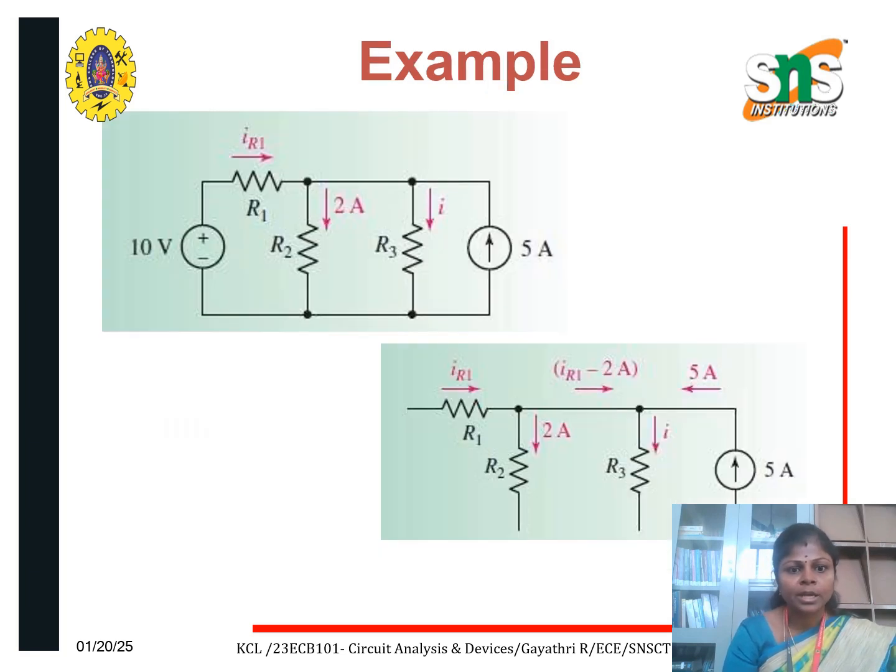First, a 10 volt power supply is given to the circuit. The resistor R1 has current IR1, the R2 resistor has a current of 2 amperes and R3 has a current of I. The total current is 5 amperes. At the node of R1, the current is IR1 and R2 carries 2 amperes. At the node of R3, the current flowing will be IR1 minus 2 amperes. In R3, the current I will be flowing, and 5 amperes of current flows into the circuit.